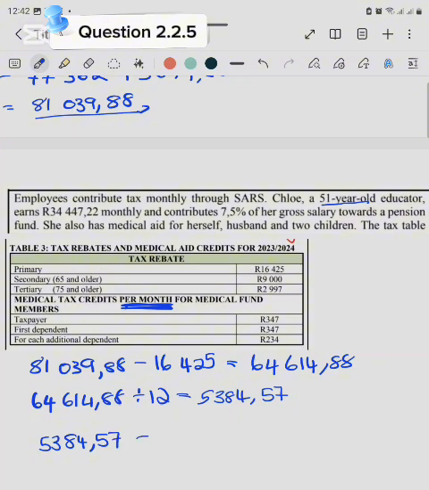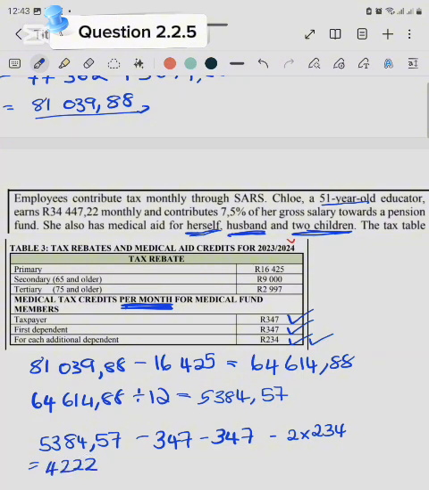So it tells us in the scenario, she pays medical aid for herself, her husband, and then 2 children as well. So I'm going to take off for herself, firstly, 347. That's the taxpayer one. I'm going to take off another 347. That is for the first dependent, which would be her husband. And then I'm going to take off 2 times 234, and that is for her 2 children. That goes off there as well. And then when you subtract all of that, you get to an answer of 4222.57, and that is now her tax.